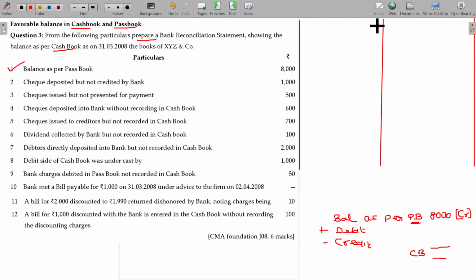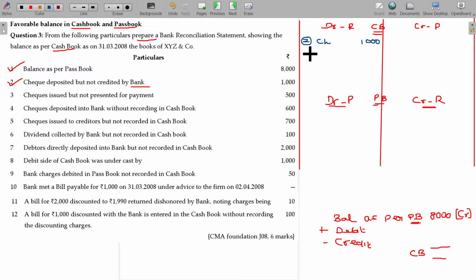Second point, here I just have the rough work, cash book as well as passbook. Debit or receipt side, credit or payment side. Debit or payment side, credit or receipt side here. Check deposited but not credited by banker. So we have deposited in our receipt side, but not credited by the banker, 1,000 rupees.